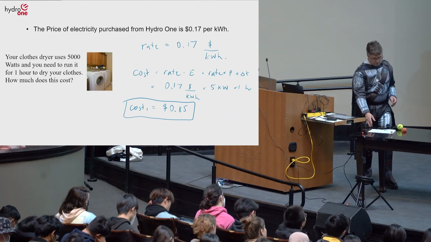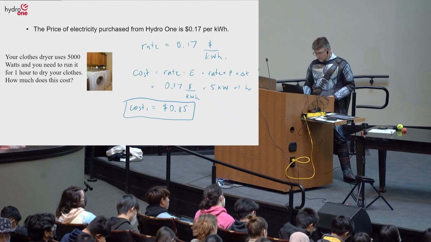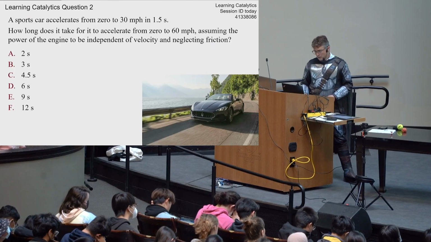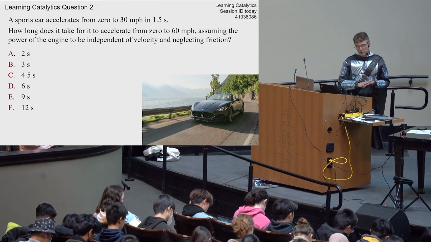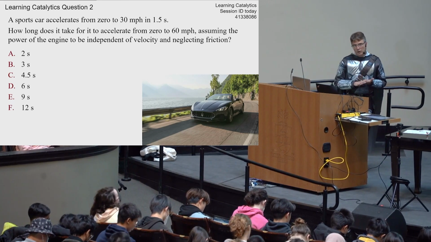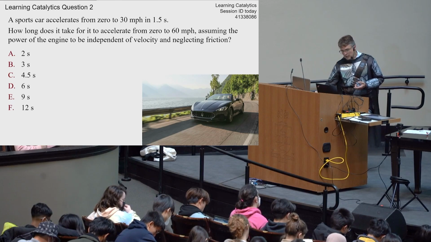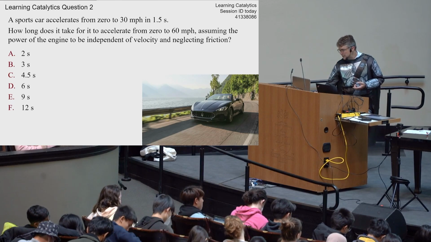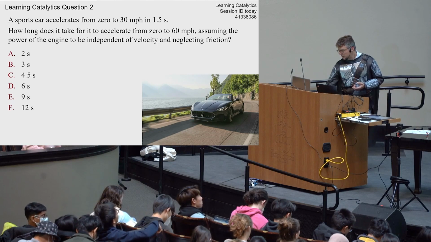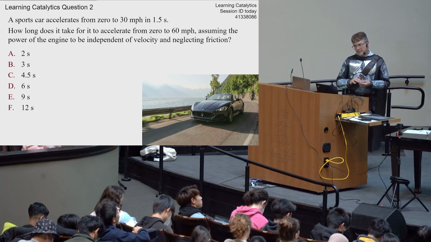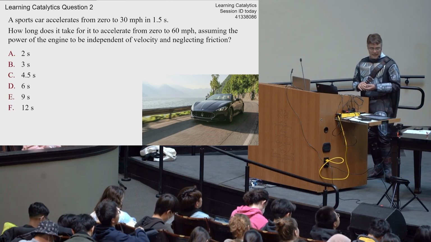Okay. How are we doing? Doing great. Let's go to another Learning Catalytics question. You've got a car which accelerates from 0 to 30 miles an hour in 1.5 seconds. How long does it take to accelerate from 0 to 60 miles an hour? I'm not using SI units there, but it's just double. Assuming the power of the engine to be independent of velocity and neglecting friction.